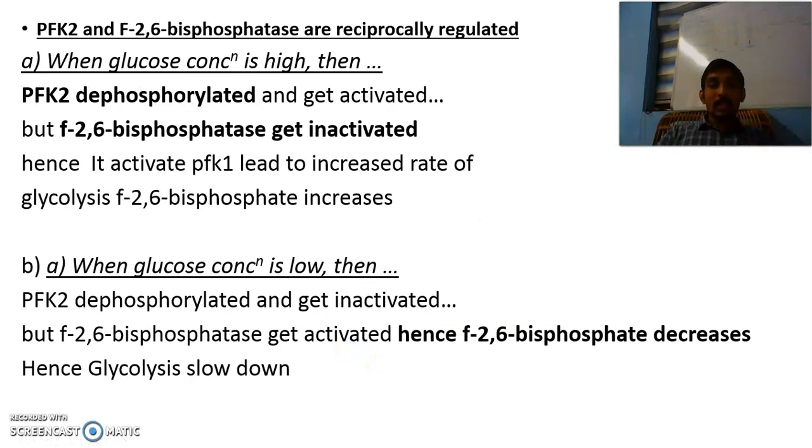The details of fructose 2,6-bisphosphatase and PFK2 will be discussed now in detail.